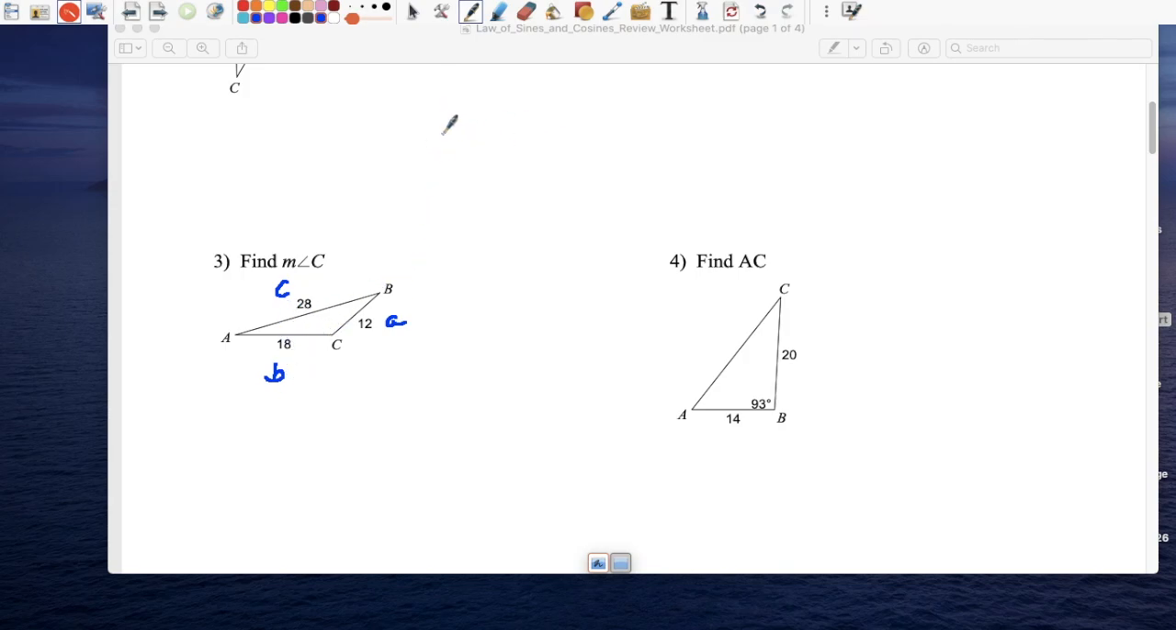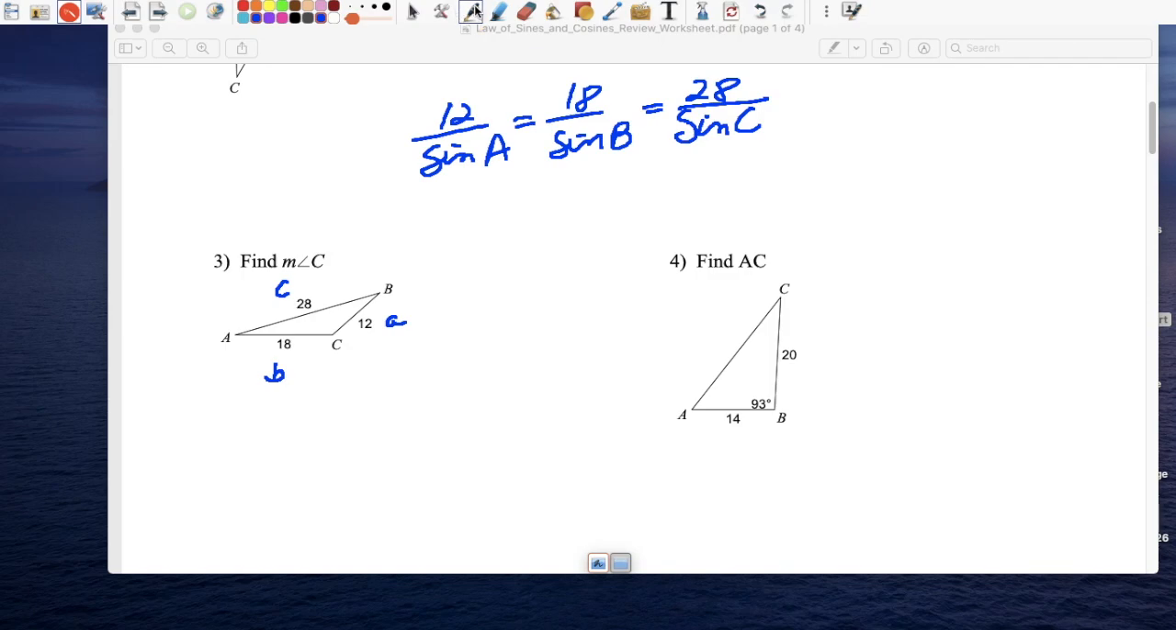So if you set up the 3 ratios, I'm going to get a, which is 12, over sine of angle a, which I don't know, little b, which is 18, over sine of angle b, which I don't know, and then c, which is 28, over sine of angle c. Now notice that if I cross multiply any of these two ratios, you end up with 2 unknowns, so you can't solve it. So law of sines, as of now, is not to our advantage here. So I'm not going to use law of sines, but I'm going to use law of cosines.